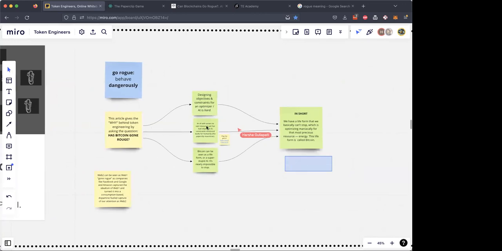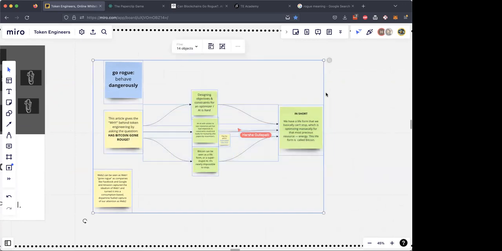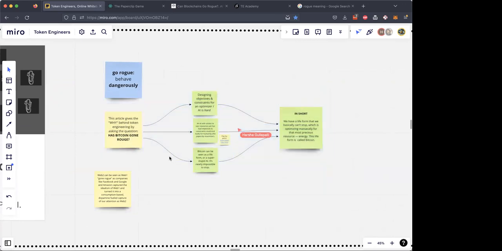After I read this article, I said, oh yeah, okay, I'm gonna sell my Bitcoin. I decided to.